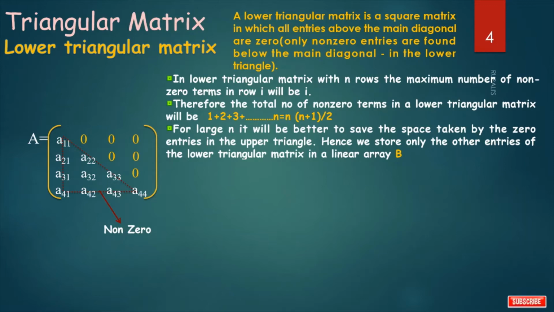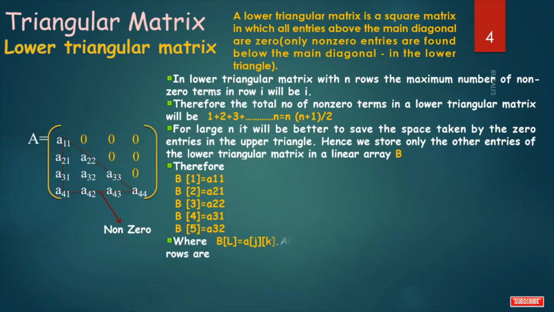I am taking one linear array B and I want to store only the non-zero elements to that linear array. Means B1 equals A11. First, our linear array is B. So, B1 equals A11. Then, B2 equals A21. Actually, I want to store non-zero elements of this square matrix. Then B3 equals A22. Then B4 equals A31. B5 equals A32, in this way.